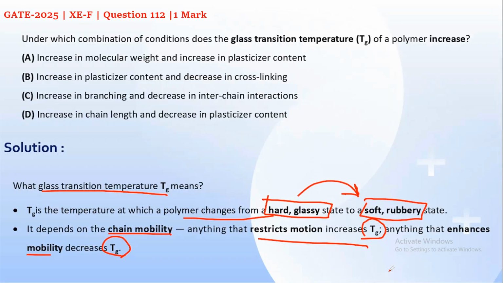The glass transition temperature depends on how easily polymer chains can move. When chains are longer, with high molecular weight, they are more entangled and can't move easily. So in that case Tg goes up. Plasticizer, on the other hand, acts as a lubricant and increases free volume in the polymer network. Therefore, the combination that increases glass transition temperature is longer chain with less plasticizer. So option D is the correct option.